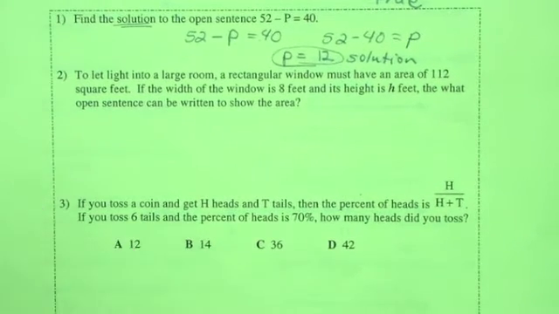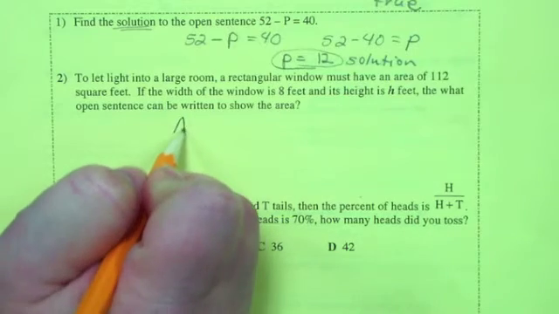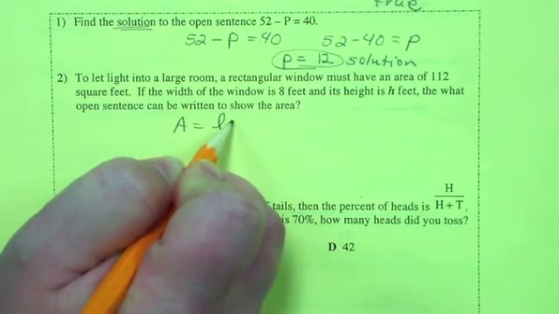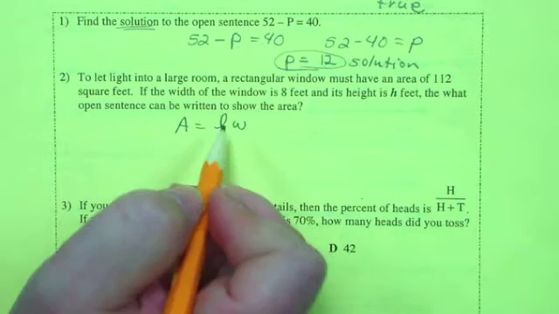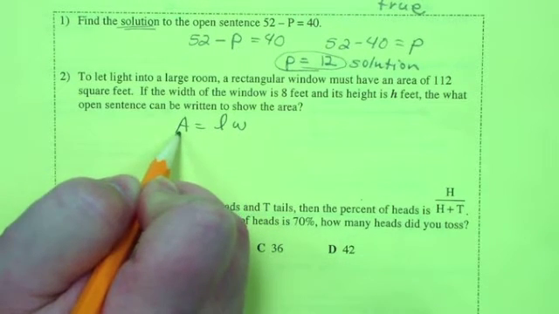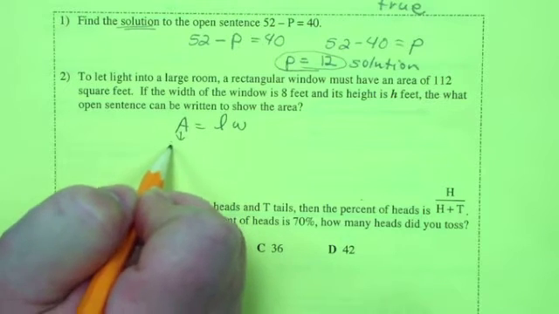Number 2 says, to let light into a living room, a rectangular window must have an area of 112 square feet. If the width of the window is 8 feet and its height is w feet, what open sentence can be written to show the area? Oh, area of rectangles. Earlier we talked about area of rectangles being the length times the width. In this problem, they tell us the area has to be 112. So instead of A, I can write 112.